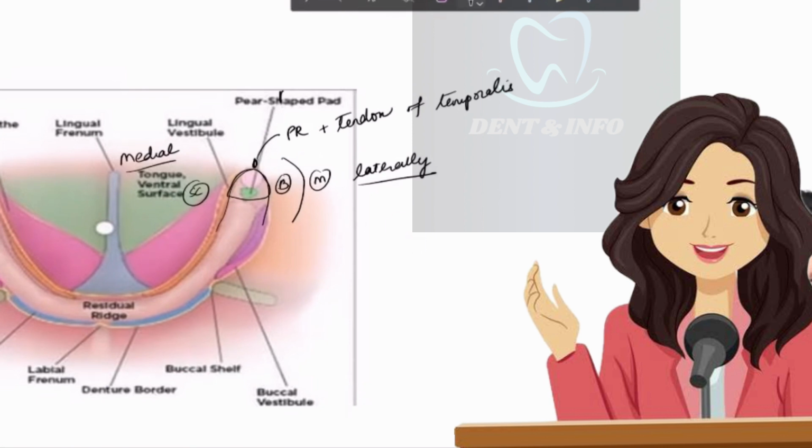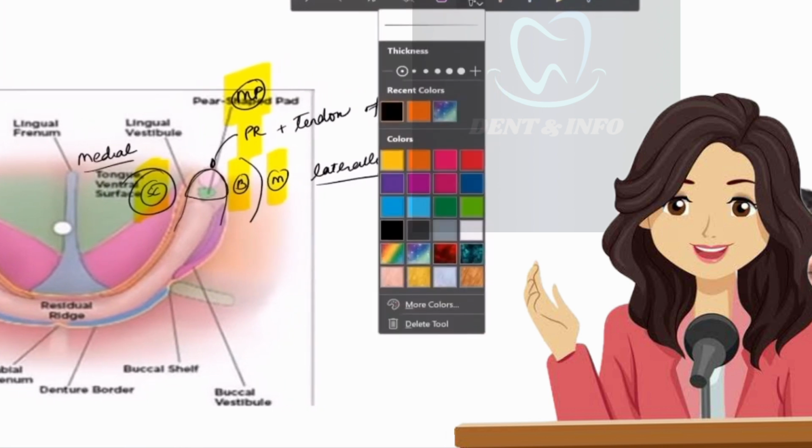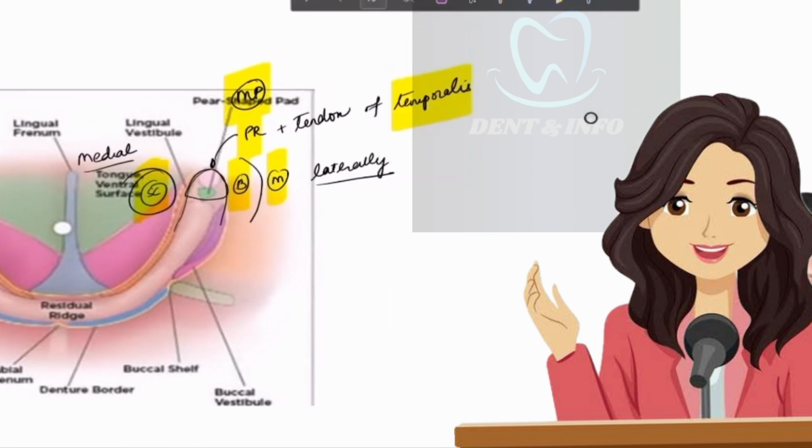Behind that, what you see is your medial pterygoid, right? So you have superior constrictor, buccinator, and then masseter. Then just behind you have pterygomandibular raphe, you have tendon of temporalis, and lastly you have your medial pterygoid. These are all our muscles which are present.